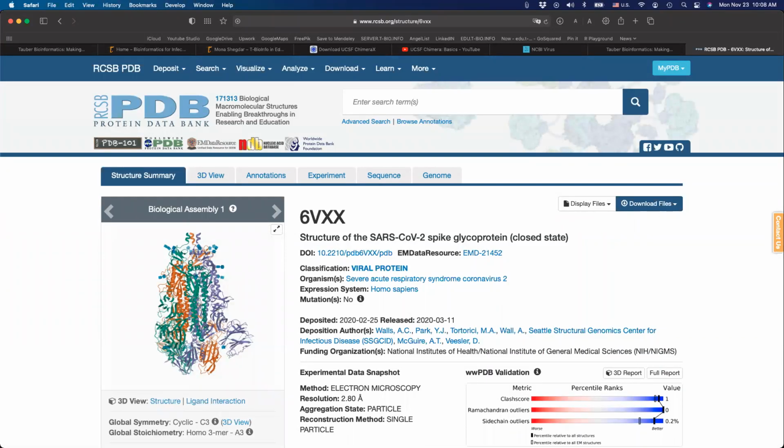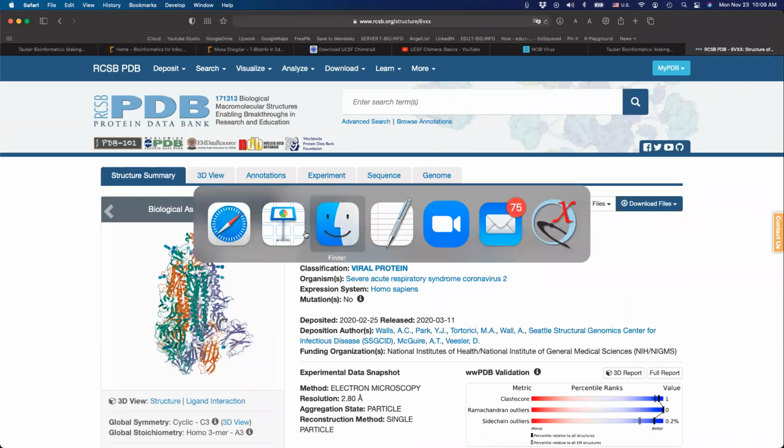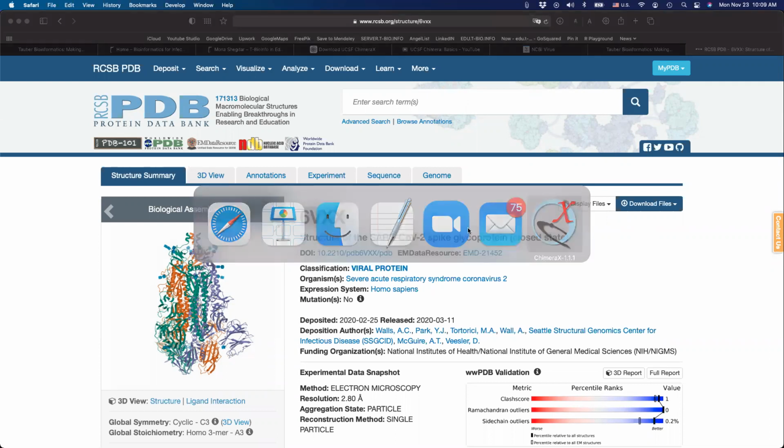How many of you already have UCSF Chimera installed? Okay, for those of you that already have Chimera, we will download this structure and open it in Chimera. For those of you that don't have it yet, please install it. So here is where we can find the specific model, 6VXX. You can see it's the structure of the SARS-CoV-2 spike glycoprotein in the closed state. We'll talk about these states in a second. And let's go to UCSF Chimera.